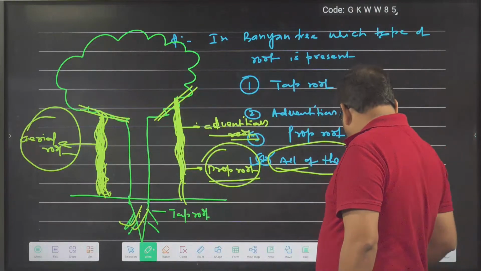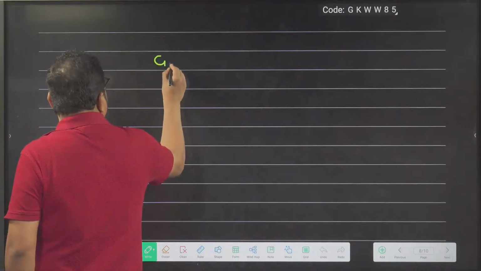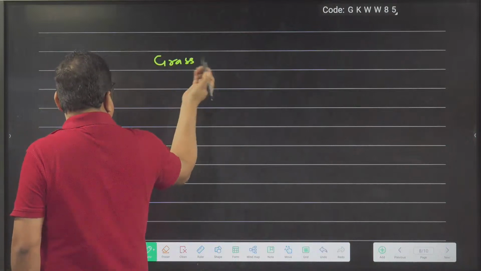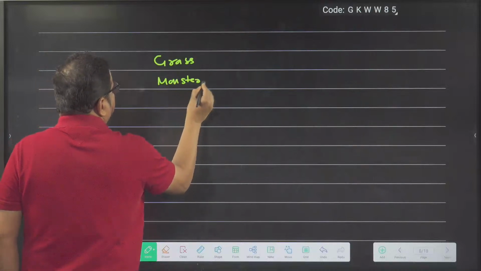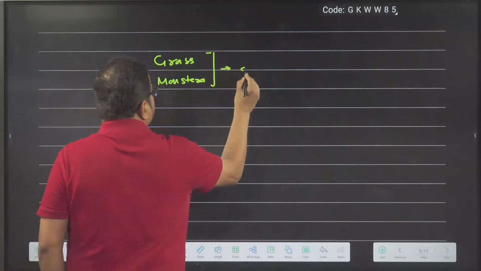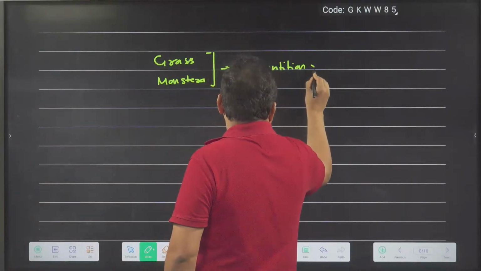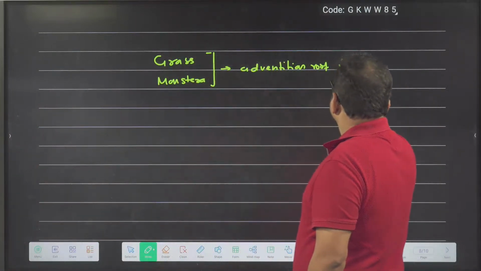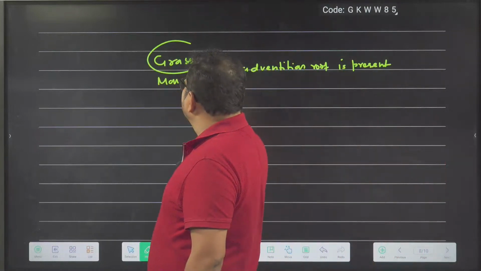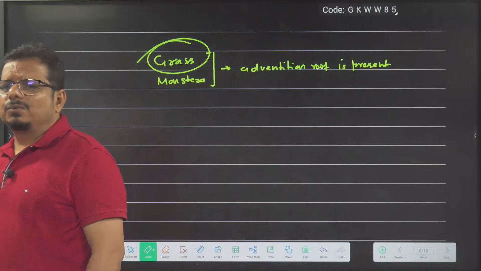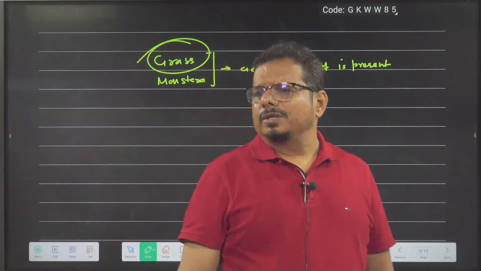Now, why are we saying that in grass, banyan I explained, monstera, adventitious root is present? Why are we saying in grass adventitious root is present? Prove it in grass. Where in grass is adventitious root present?